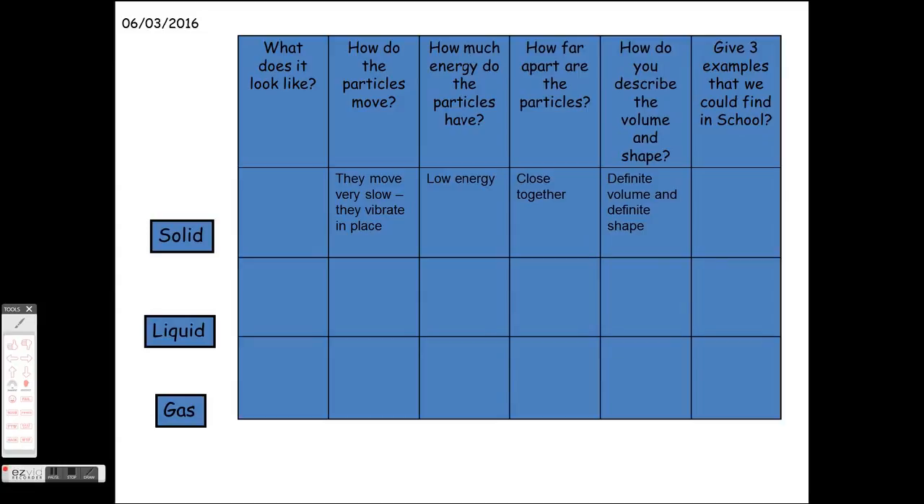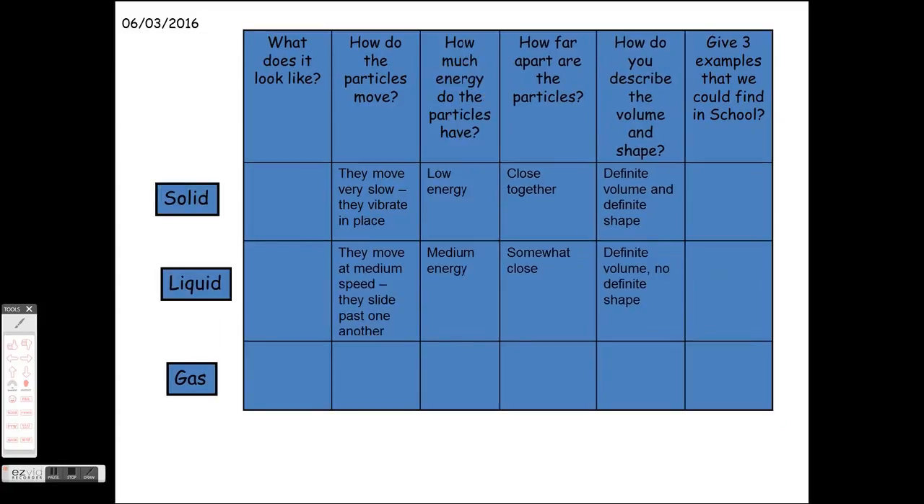When I say they have a definite volume and a definite shape, I mean their volume doesn't change, and their shape doesn't change unless something makes it change. So here you go, this is what a solid might look like. It's all these really closely packed together particles. Liquids, they move at a medium speed so they can slide past each other. They have a medium energy, and they're somewhat close together, not as close together as solids.